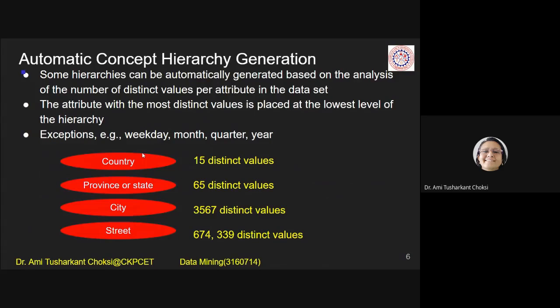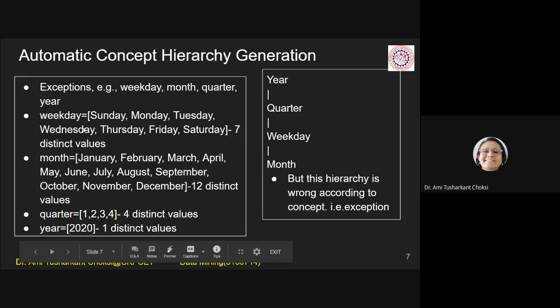We can say country is the higher level concept, then state, then city, then street, right? And we said that automatic concept hierarchy generation is not always possible, where we can say something like this: weekday, month, quarter, year, right? Here, because the number of distinct values are not in the sorted way in which a concept hierarchy should be, right? Okay, so that was the summary of the previous lecture.